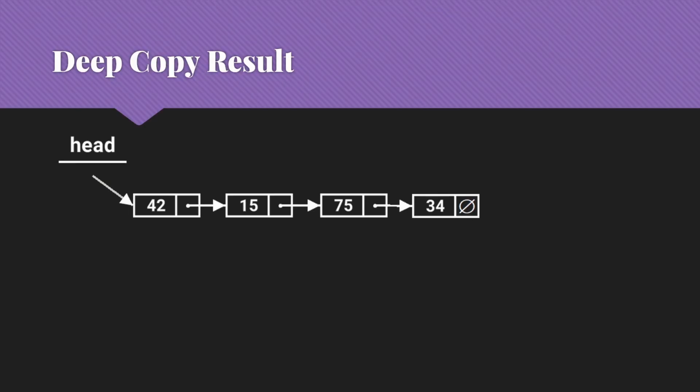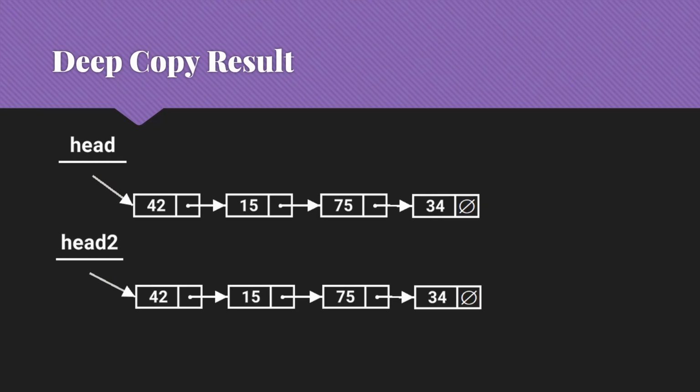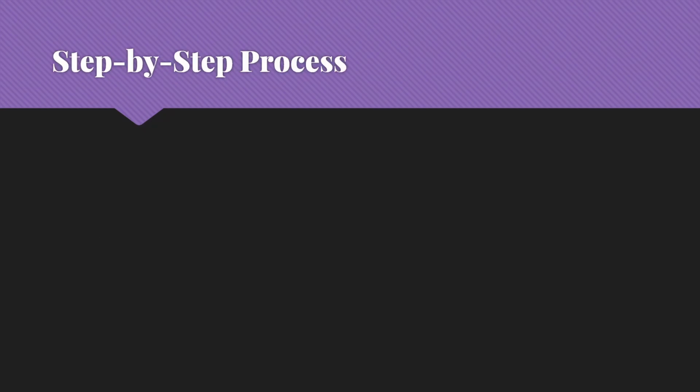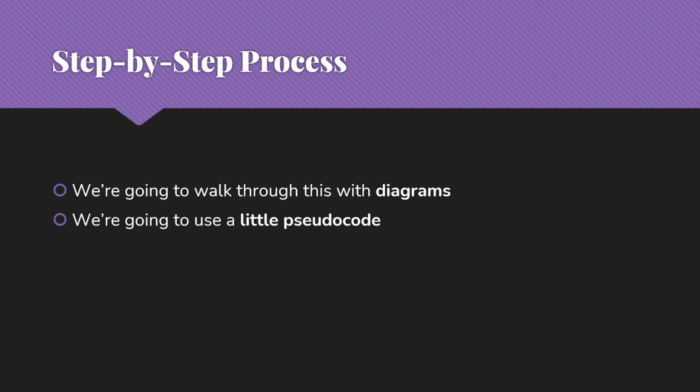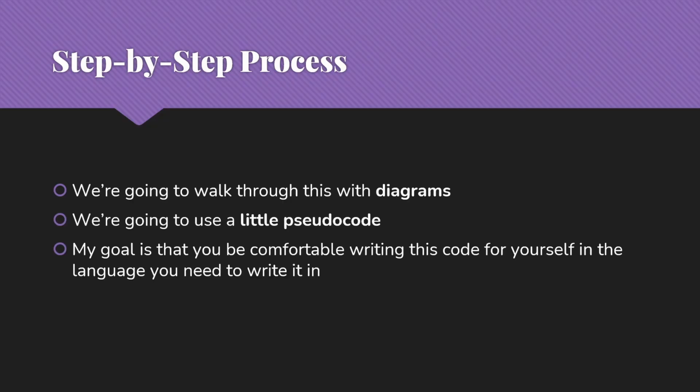What would the deep copy look like? Again, we're starting with head and the 4 nodes. But this time, what we want to end up with is to have head 2 pointing at a totally different node with the same data, leading to totally separate nodes, but containing exactly the same data, having exactly the same structure as the original linked list. Let's walk through step by step how we actually do this. We're going to use diagrams to do this with a little pseudocode. My goal is that we walk through this and you will hopefully be comfortable writing this code for yourself in whatever language you need to write it in.